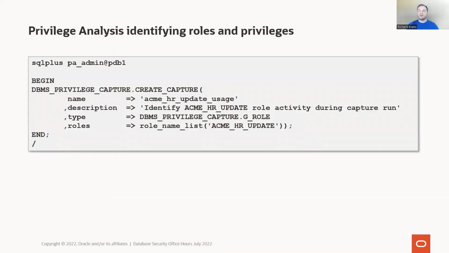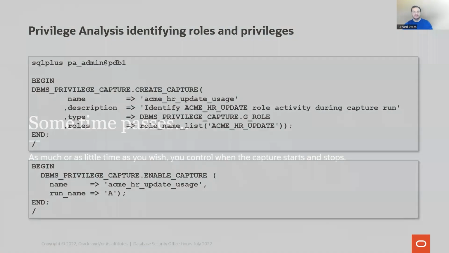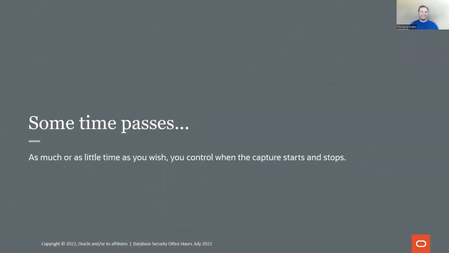Privilege analysis is a part of your Enterprise Edition license. So if you've got Enterprise Edition database, you've got privilege analysis. You can create a capture on a particular role. So let's say in this example, we want to look at our Acme HR update role to see whether all of the grants to that role are being utilized. Okay, so we're going to create our capture. We're going to specify a role list, which could contain multiple roles. We're going to enable our capture, and then we're going to go on vacation.